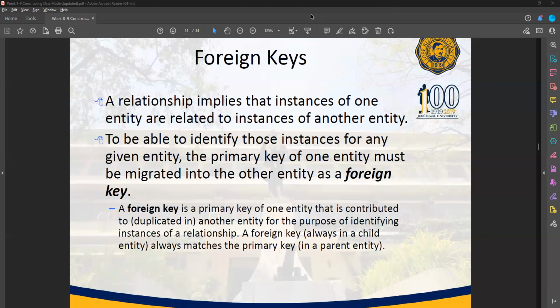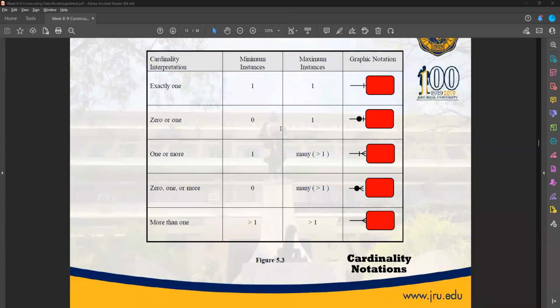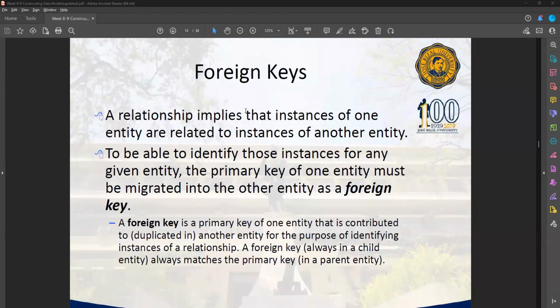For staying. So let's continue. Can you see the PDF file now? Foreign keys.